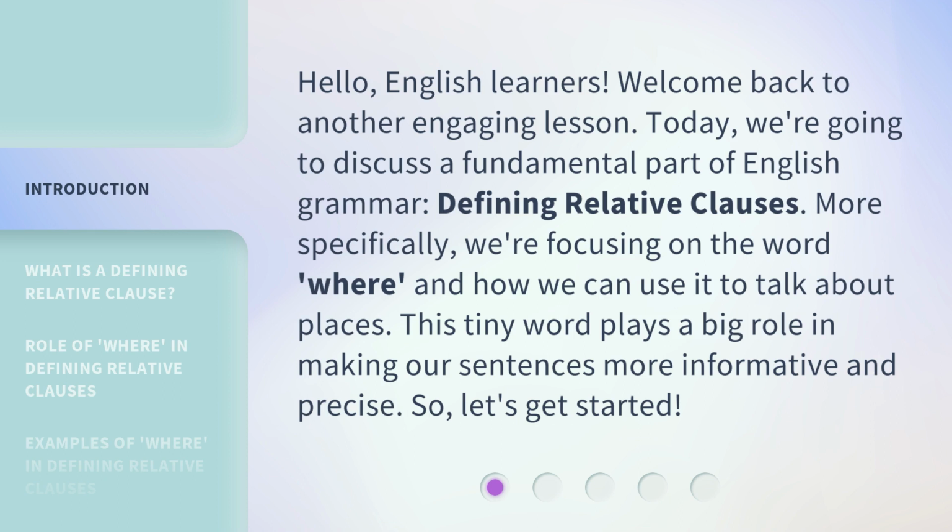Today, we're going to discuss a fundamental part of English grammar: defining relative clauses. More specifically, we're focusing on the word where and how we can use it to talk about places. This tiny word plays a big role in making our sentences more informative and precise. So, let's get started.